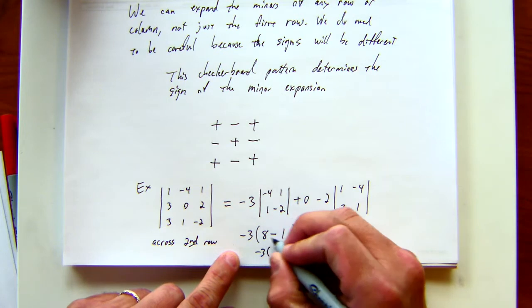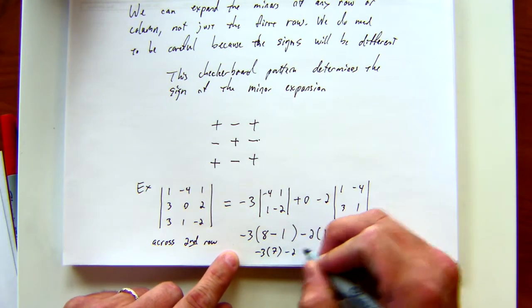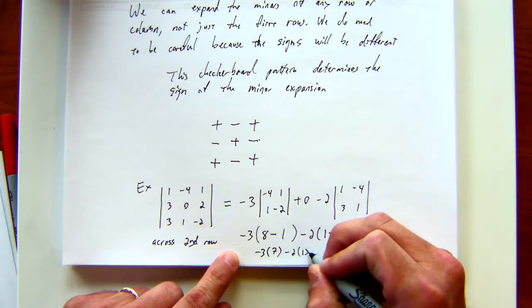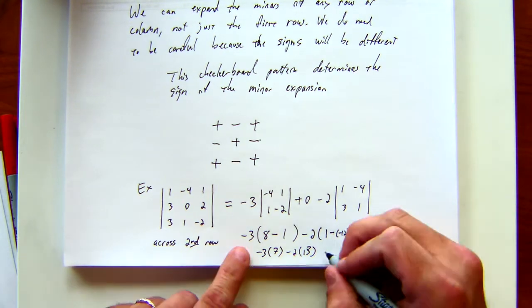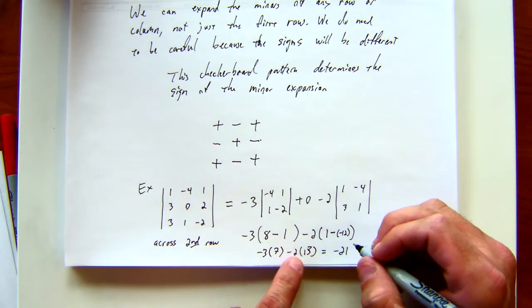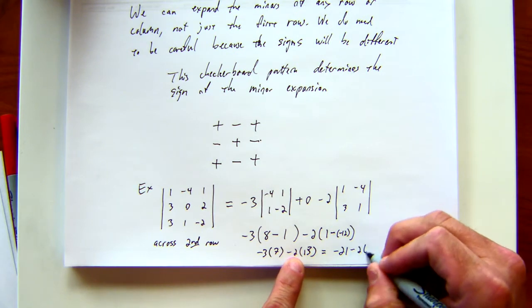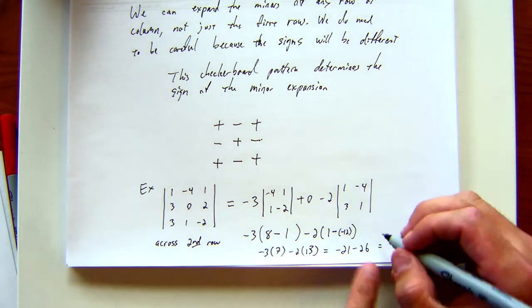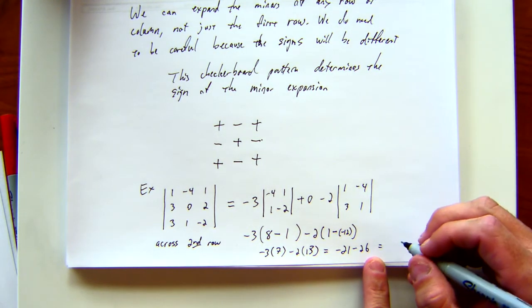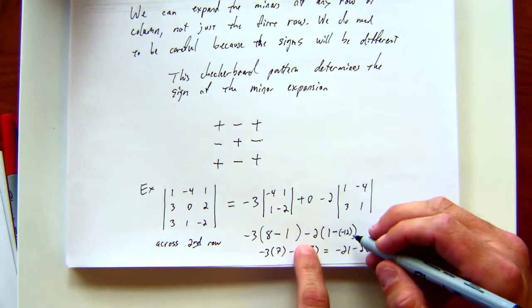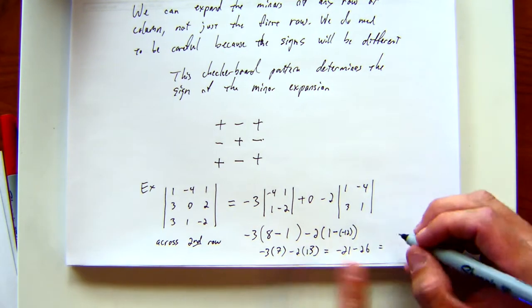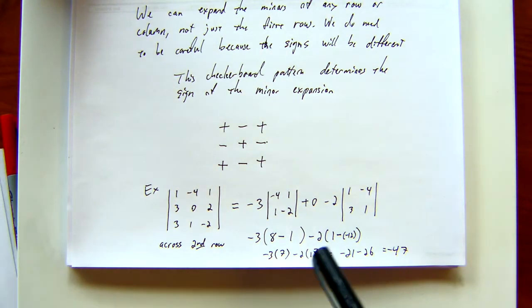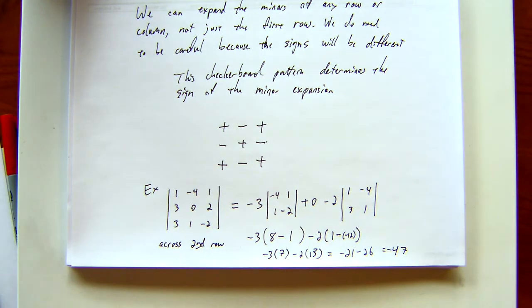Simplify this. Negative 3 times, 8 minus 1 is 7, minus 2 times 1 minus negative 12. That's 1 plus 12, so that's 13. This is negative 21 minus 26, and what is that? Yes, 47. I wrote the problem down differently than I did in my preparation, so I had to check myself. But that should be right.